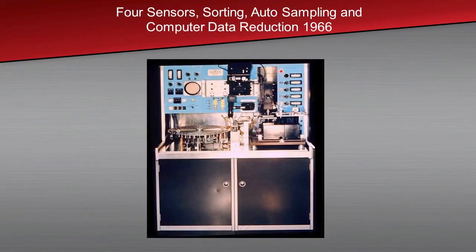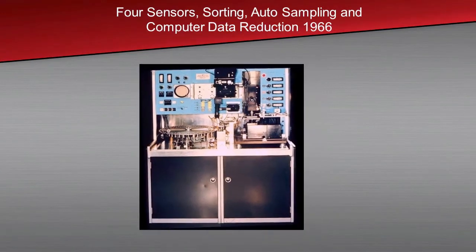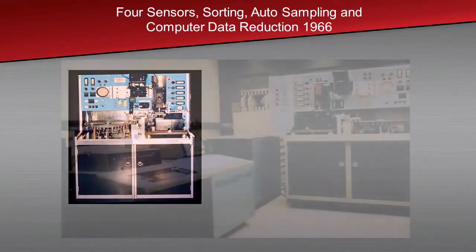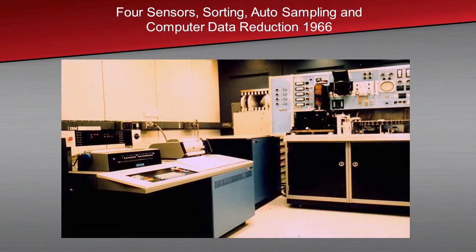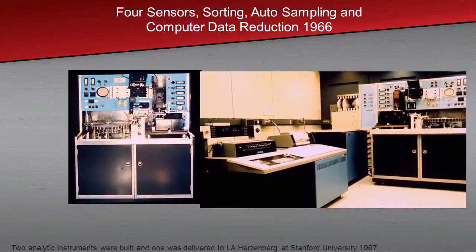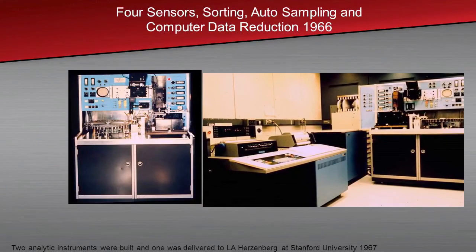This slide shows our IBM instrument in 1966. It measured 4 wavelengths of either extinction or fluorescence, had an automatic sampling system, and was interfaced to an IBM 1620 computer. 2 of the instruments were built. The second instrument was placed in Leonard Herzenberg's Stanford lab, where I collaborated with Len during the summer of 1967.